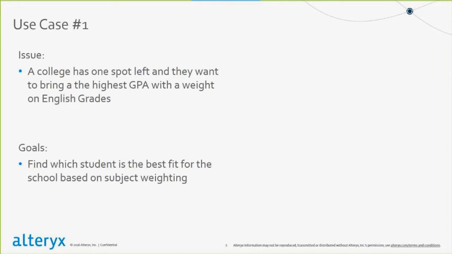Maybe my students are opting for certain colleges, and I have one enrollment spot left available. We have a good ratio of instructors to students in my English department, and I really want the highest overall GPA, but with a slight weighting towards someone who is a little bit more specialized in the arts, more particularly English. So we're going to go through that use case and decide which student best fits our program based on their class scores.